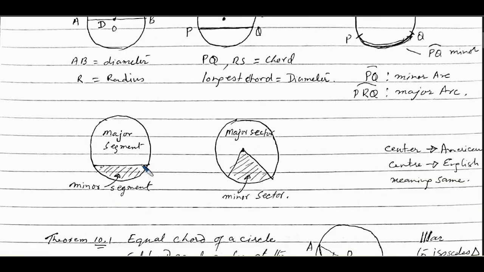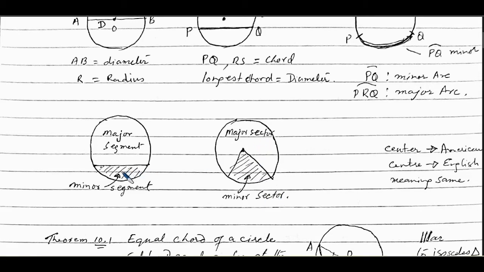The circle also has a segment. You can break it like a chord, this is a chord. So this is called the minor segment, the smaller portion, and the bigger portion is called the major segment. Similarly, if you cut from the center to the edges of the circle, this minor portion is called the minor sector, and this is the major sector.